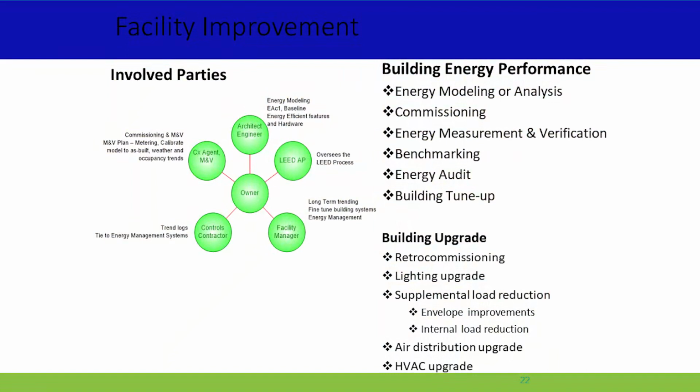So at the end, what we're trying to do is look at energy savings and facility improvements. Facility improvements could be based on retro-commissioning, identifying areas and looking at opportunities. It could be lighting upgrades. You can have supplemental load reductions, which could be improvements in envelope, internal load reduction, air distribution upgrades, equipment systems upgrades, system efficiencies, or other improvements that you do.